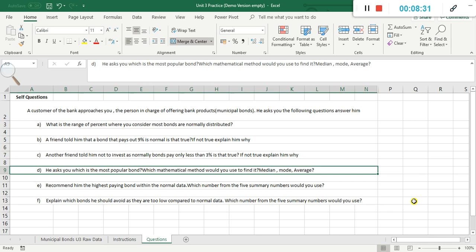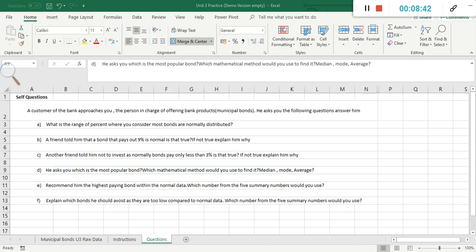And then we have to recommend him the highest paying bond with the normal data. So in this case, which number from the 5 summary numbers would you use? Remember, we are looking also into quartiles. Which one is the lower quartile? Which one is the higher quartile? So you can tell him that, right?